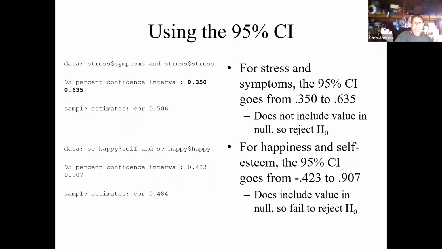And again, we talked about using the 95% confidence interval already, just some slides to review that. 0 is not included in the first one, it is included in the second one. Again, those confidence interval approaches are always going to give you the same results as the ones using hypothesis tests.